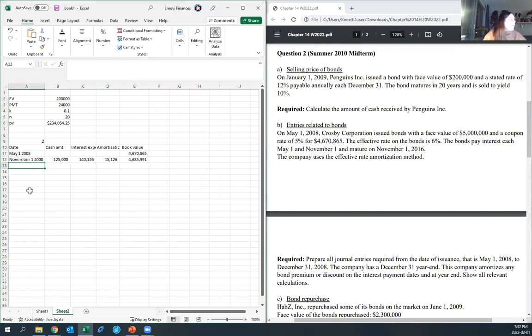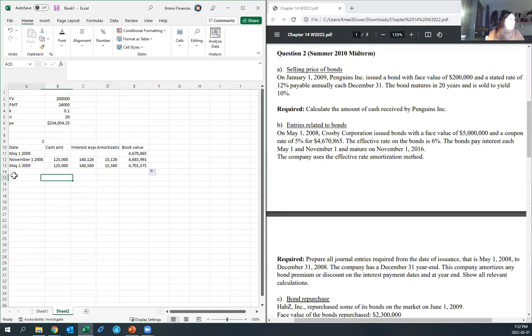All right. And then I'm going to do the May 1st, 2009 amounts. So here it's going to be the same thing. My interest expense is going to be, well, 6 divided by 2, so 3% times my previous book value on November 1st, 2008. And then I have an amortization amount of 15,580. And I'm going to add it to my carrying value on November 1st.